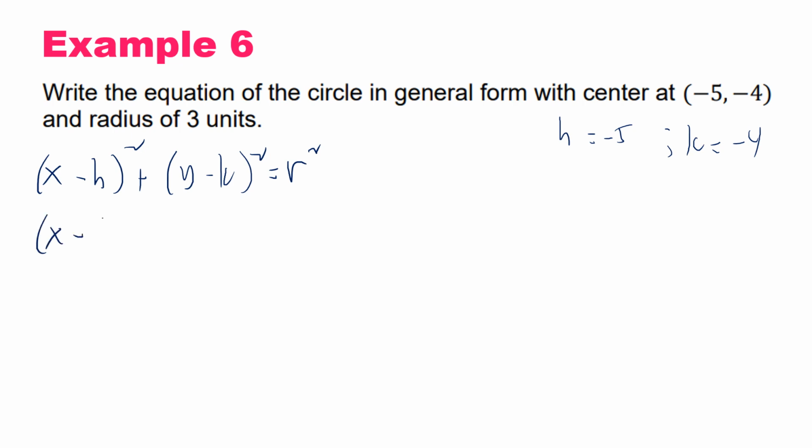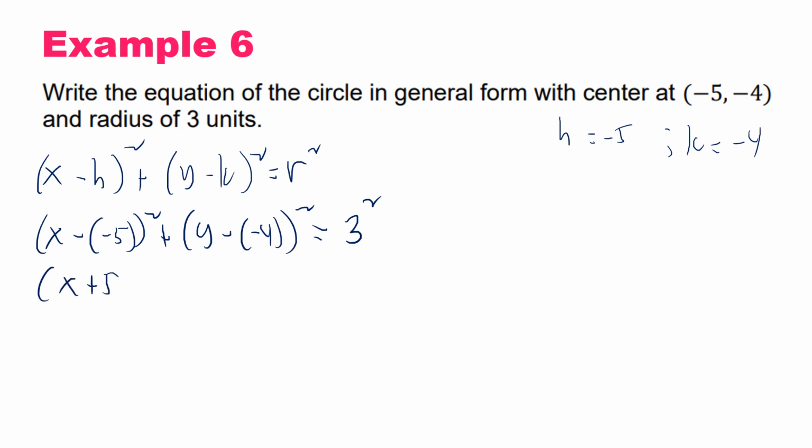x minus h is negative 5, so you need to enclose that in parentheses, plus y minus negative 4, then squared, equals the radius 3 squared. Then we need to simplify. x plus 5 squared plus y plus 4 squared equals 9, because 3 squared is 9.